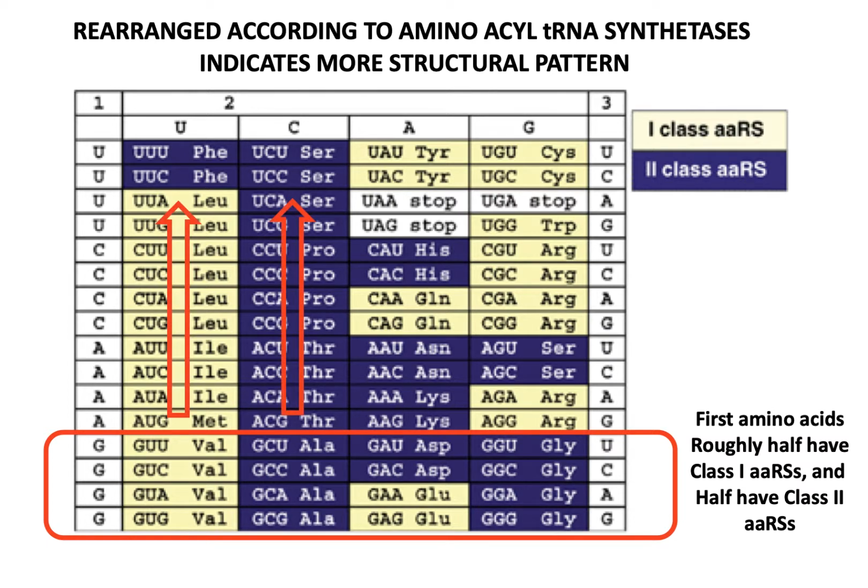And you can see here, it would be easy enough to move upwards in this direction with the class 1, and then in this direction over here with the class 2 AARSs. Which is indicative of how some of the other analyses have indicated that evolution occurred in this genetic code.